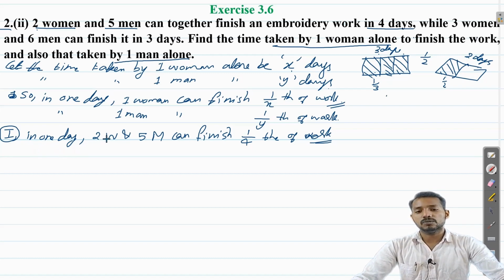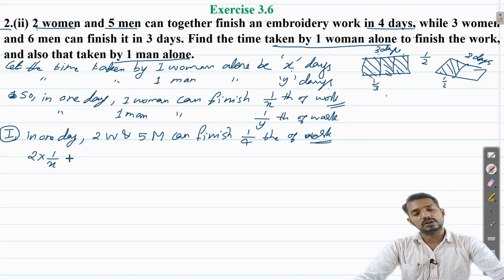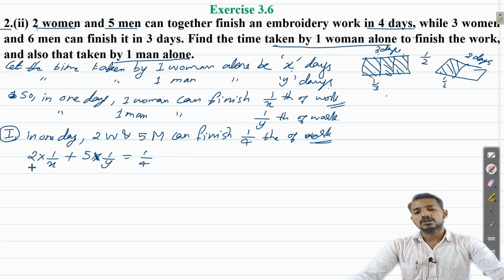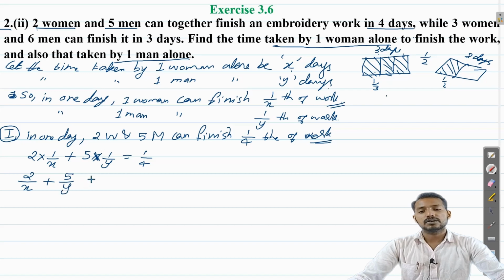So in one day, 2 women means 2 into 1 woman, who can do 1 by x in one day. So 2 women will be doing 2 into 1 by x, plus 5 men means 5 into the work that can be finished by 1 man in one day, that is 1 by y. So 5 into 1 by y is equal to 1 by 4th of the total work. So 2 by x plus 5 by y is equal to 1 by 4. Equation number 1.